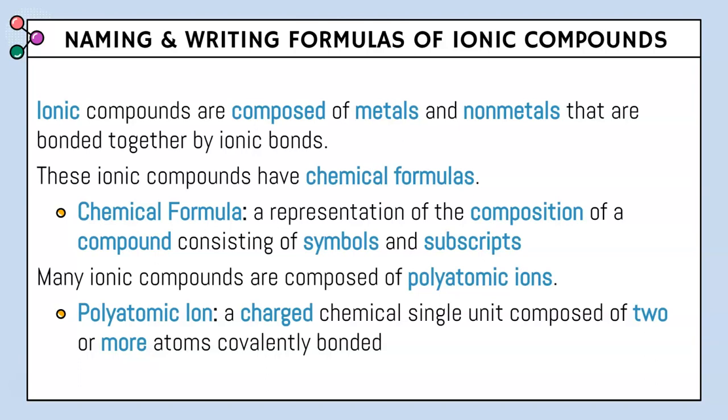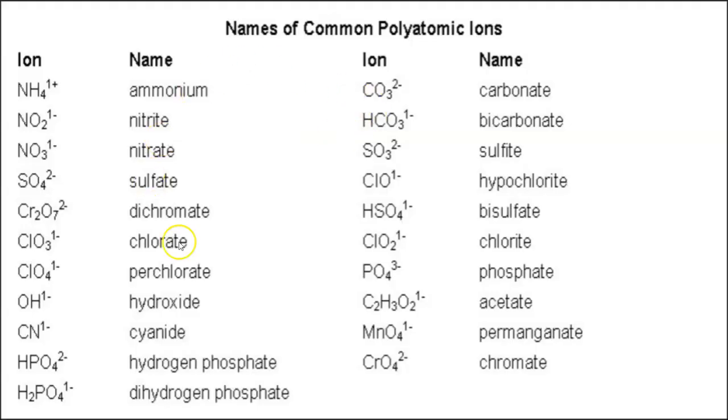And a polyatomic ion is a charged chemical single unit composed of two or more atoms covalently bonded. And here's a list of the polyatomic ions. These can also be found on the second page, the back side of your flowchart, that we're going to be using when we're doing naming and writing formulas of compounds. So you don't need to memorize these. We're given the formula with the charge and those names for these polyatomic ions.